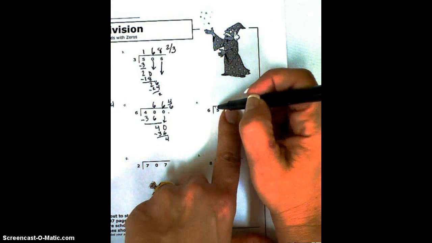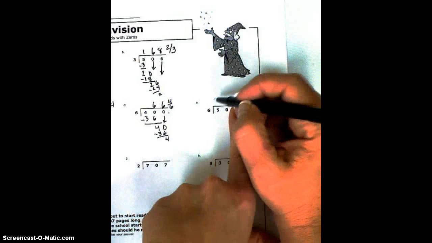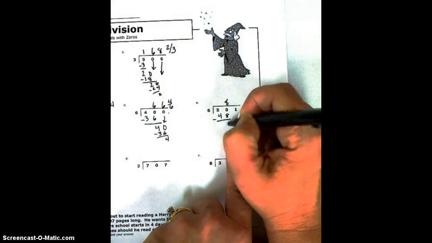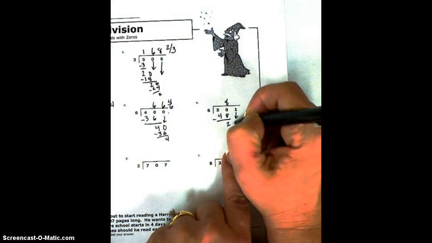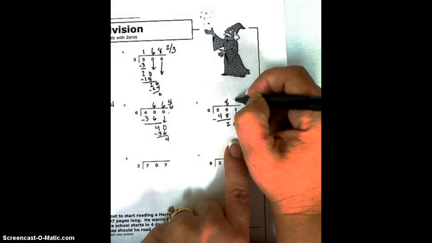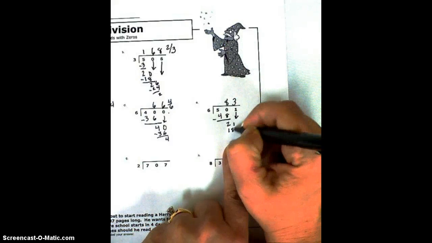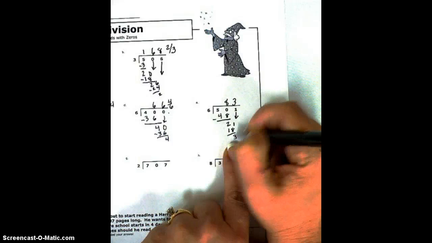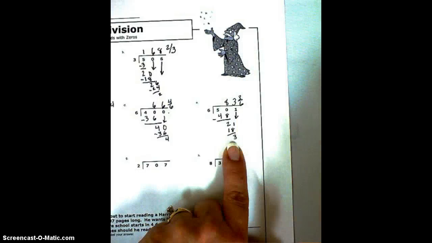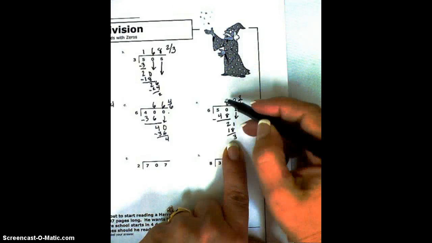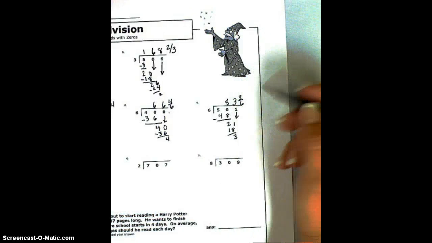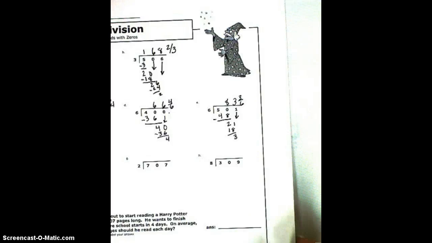6 goes into 5, it doesn't, so you could put a 0 there. You can just look at the next one. 6 times 8 is 48. Subtract and you get 2. Bring down your next digit, a 1. 6 times 3 is 18. And you get 3. So 83 and 3/6, or 83 and 1/2, or 83.5, or 83 remainder 3 are all good answers there.